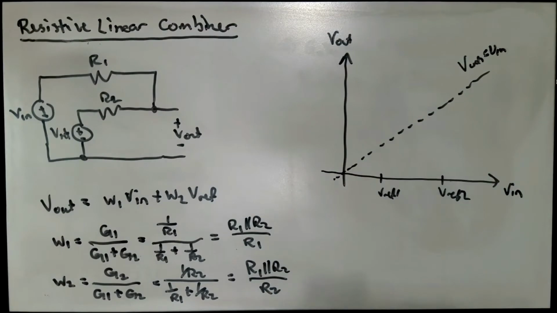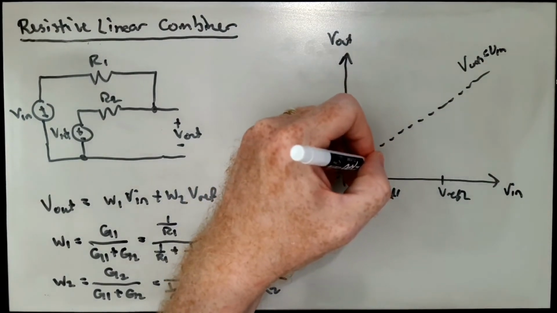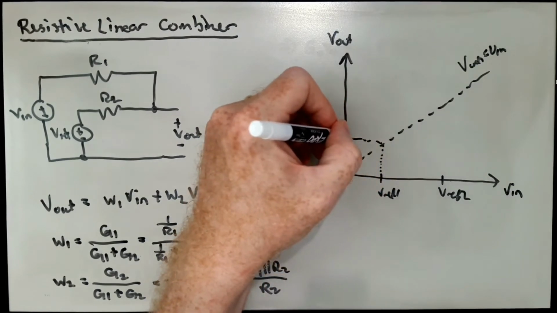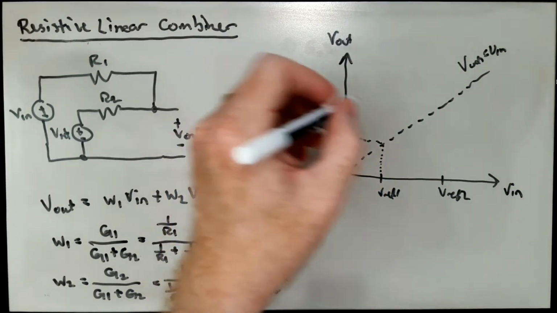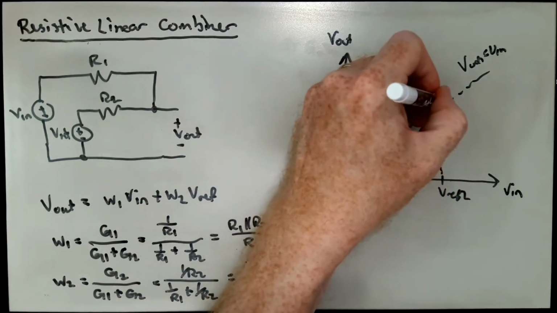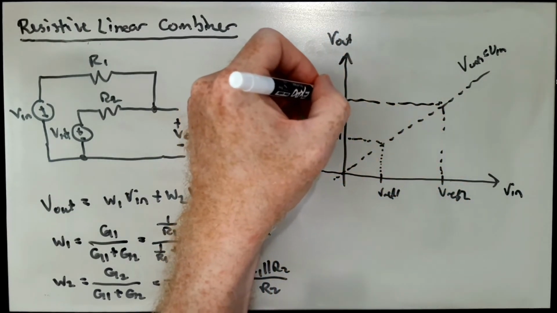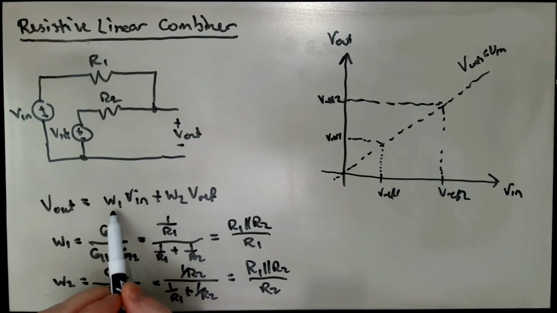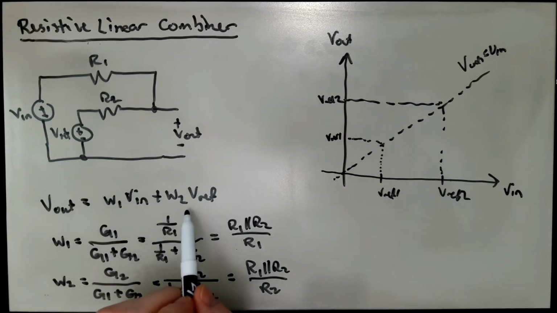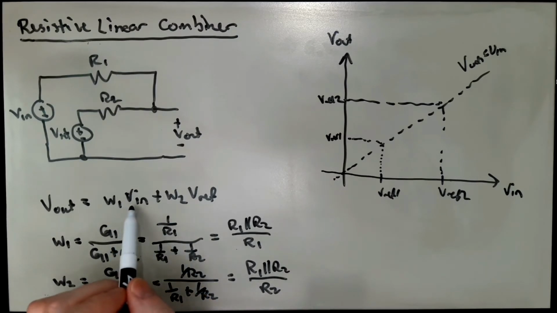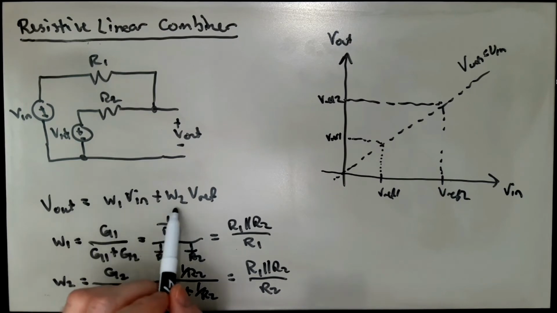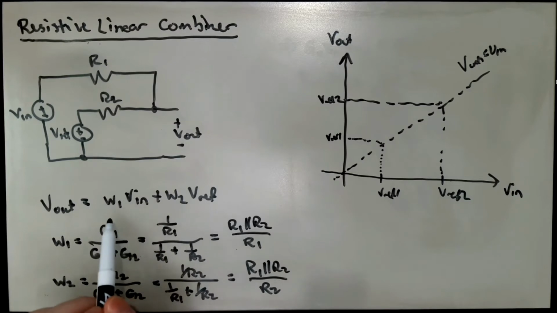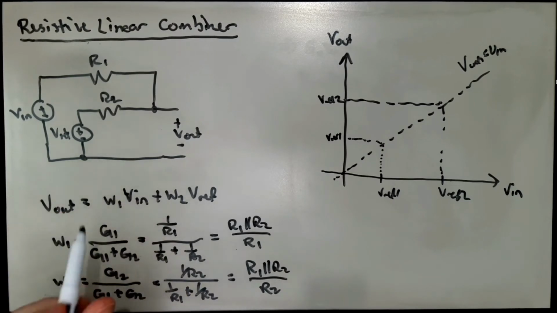Okay, so this has a slope of 1, and that lets us put in here on the y-axis where Vref 1 is, and also where Vref 2 is. And what this relationship is, it's basically just a straight line with a slope of W1 and some y-intercept. Well, if we make V in equal to Vref, then because W1 and W2 sum to 1, we know that V out is also equal to Vref.